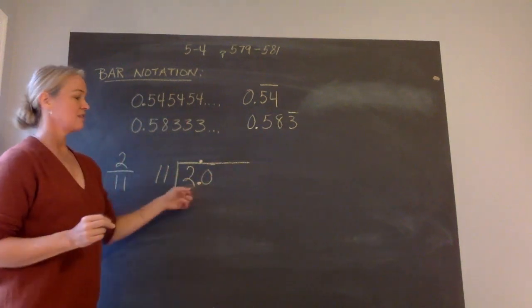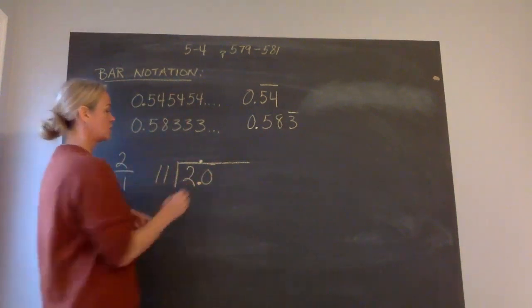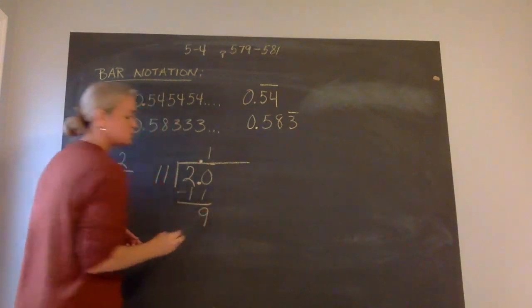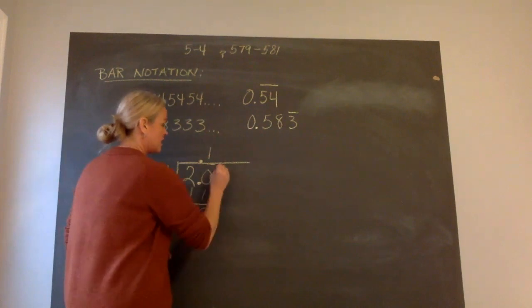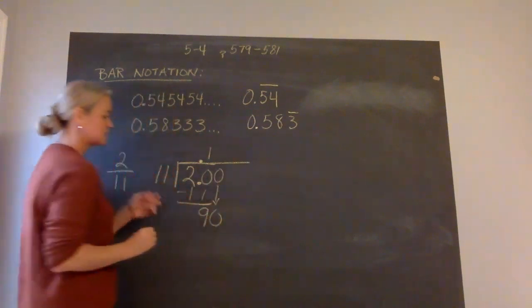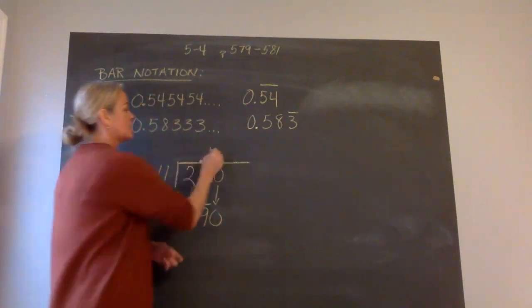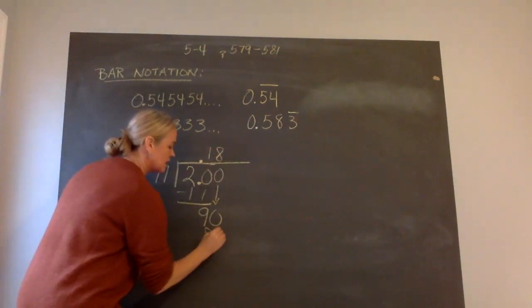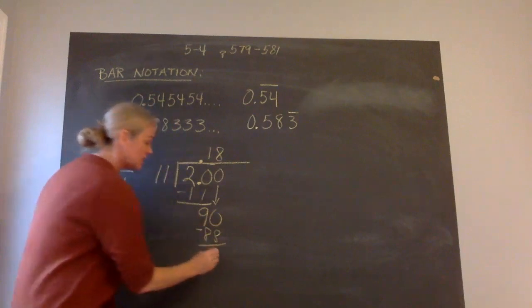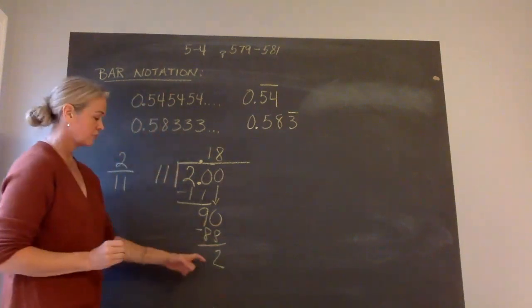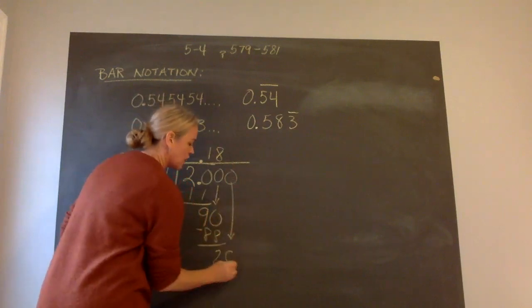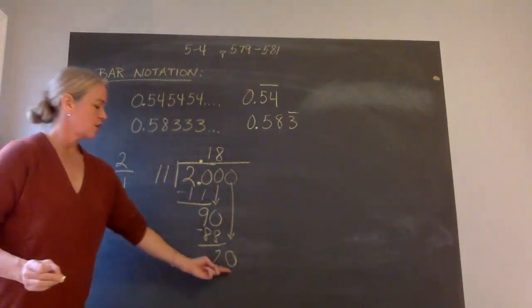How many times is 11 going to go into 20? Well, 11 will go into 20 one time. That's 11. When we subtract, we get 9. If we add another 0 and drop it, how many times does 11 go into 90? That number is going to be 8. 8 times 11 is 88. When we do 90 minus 88, we're going to get 2. 2 is smaller than 11, so we can go ahead and add another 0 and drop it. How many times does 11 go into 20?